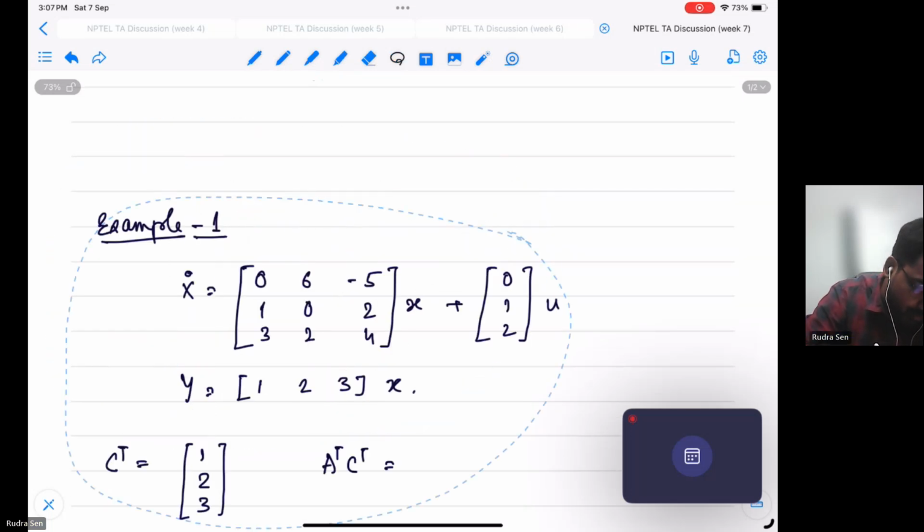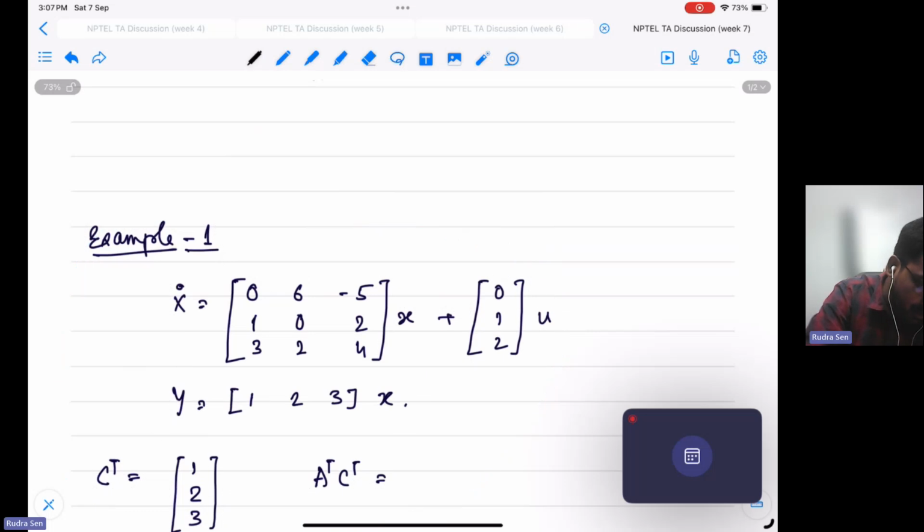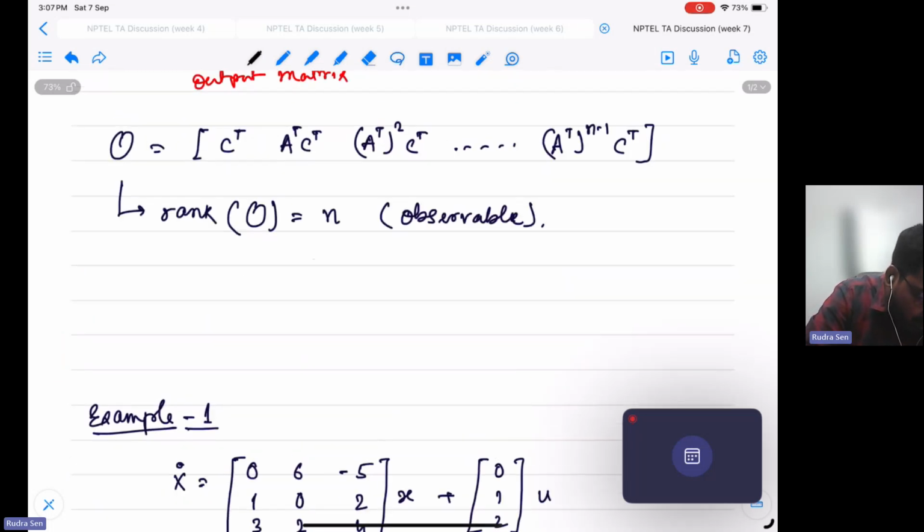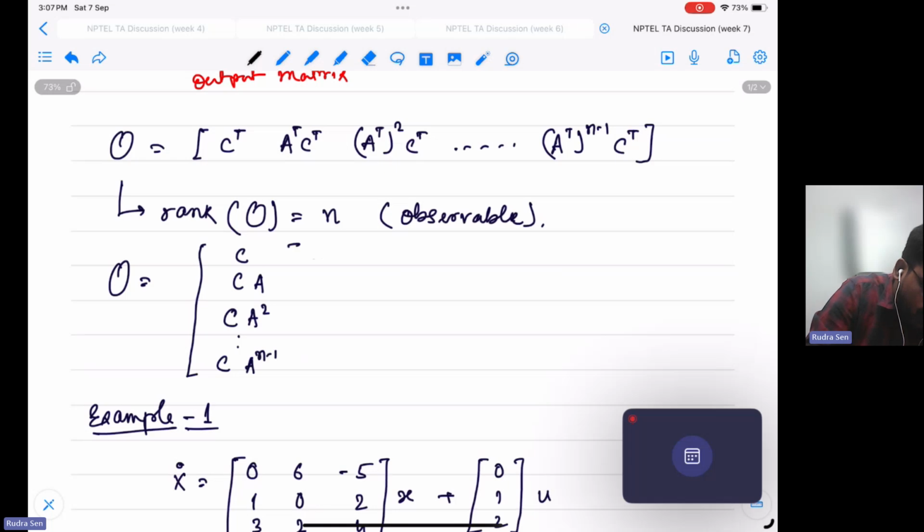Let me put another structure, or you can write O equals to, in this structure, C, CA, C A square, C A to the power n minus 1. This is also the structure. You can do it in that format as well.